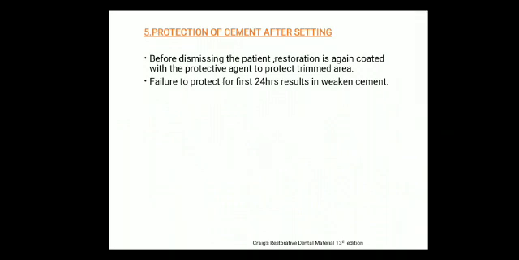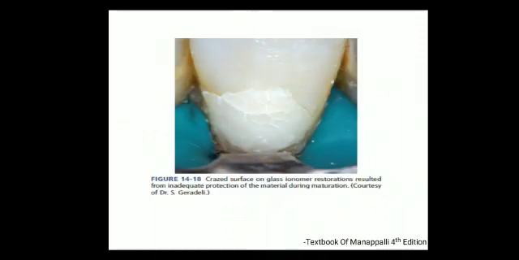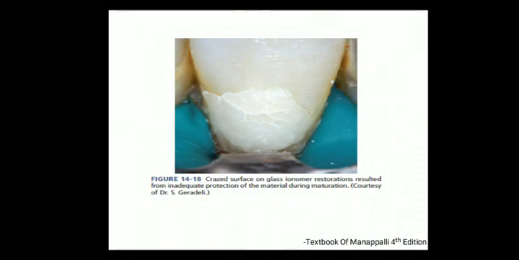Protection of cement after the setting. Before dismissing the patient, the restoration is again coated with the protective agent to protect the trimmed areas. Failure to protect for 24 hours results in a compromised cement. Here we can see this is the failed restoration. Crazed surface of GIC is seen, resulting from inadequate protection of material during maturation. It might be contaminated with air or water during the mixing of GIC or placing the restoration into the prepared surface.